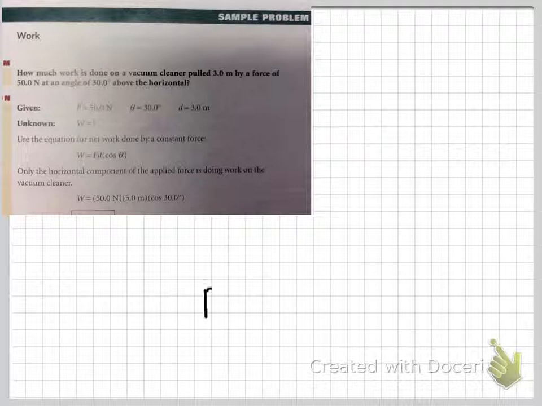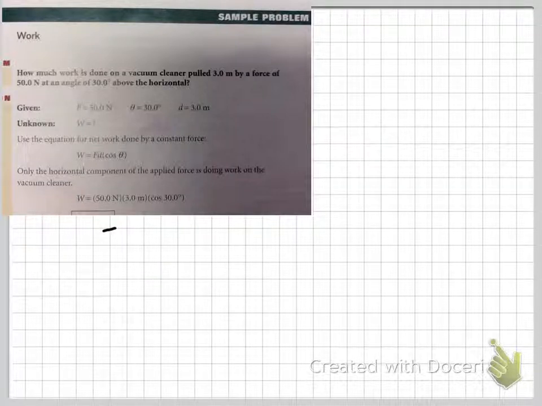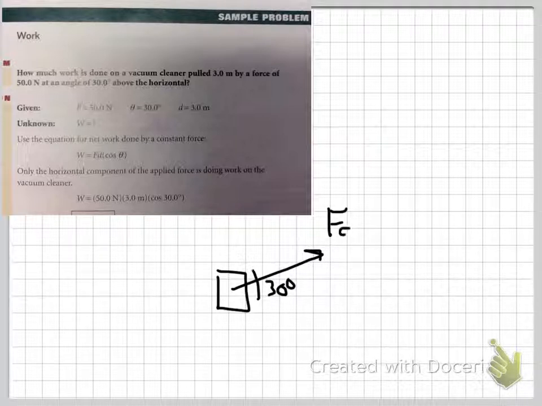So just like we've always done, start off with an image, and we know that F applied is equal to 50.0 newtons, and this is 30 degrees above the horizontal. Yes, ma'am. The question was, does it matter which direction it's pulling in? It probably doesn't, just kind of like our hills and slopes and ramps. But yeah, let's go ahead and sort of default to pulling in what looks to us like a positive direction.